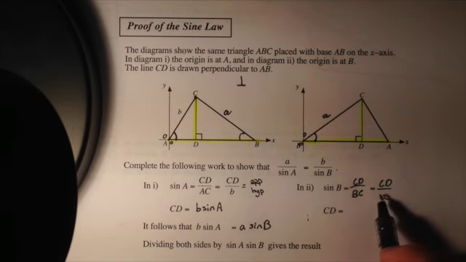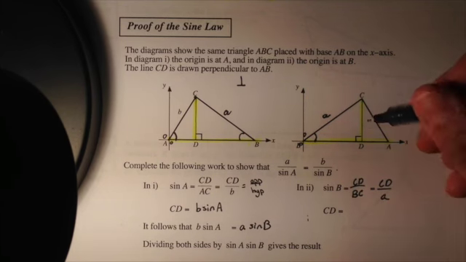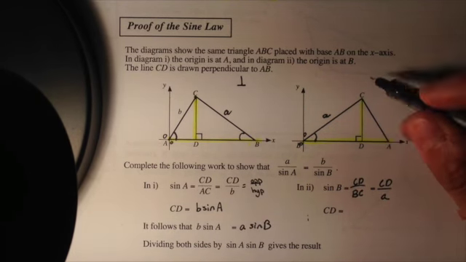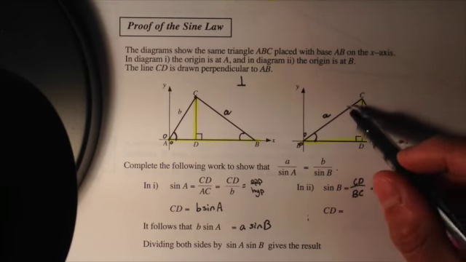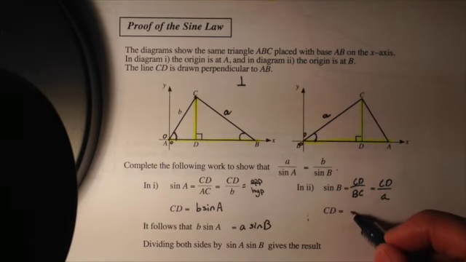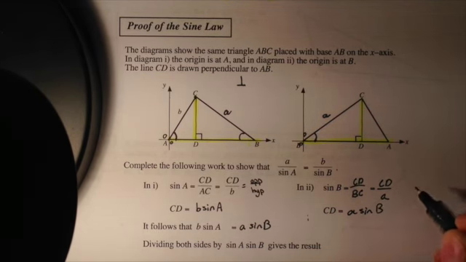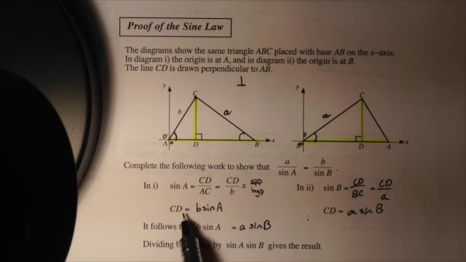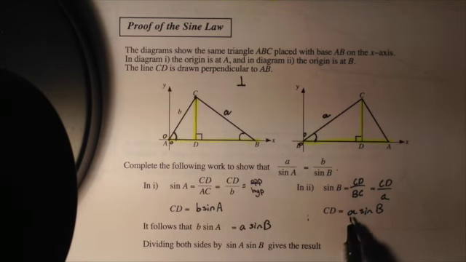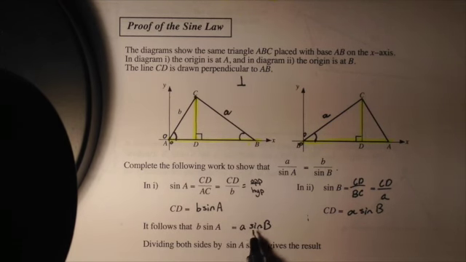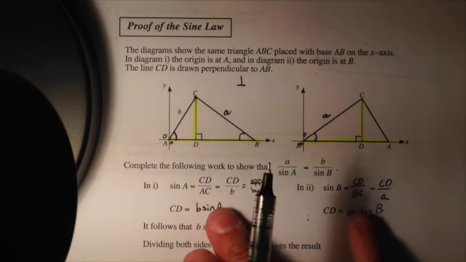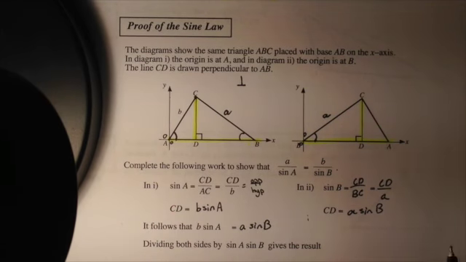Okay, and if we were to rearrange this, because in this case CD is opposite of our angle and BC is our hypotenuse, then CD is also equal to A sine B. And so if CD is equal to B sine A and CD is equal to A sine B, then these two also must equal each other if CD is equal to CD. Alright, and so the next part, if we divide both sides by sine A and sine B, we want to know what the result is going to be.